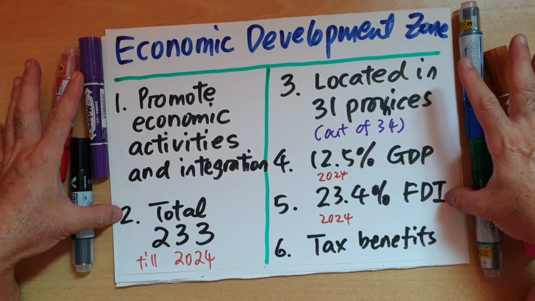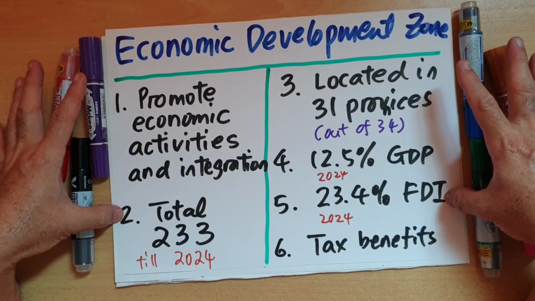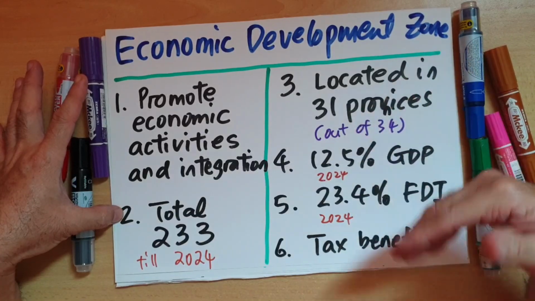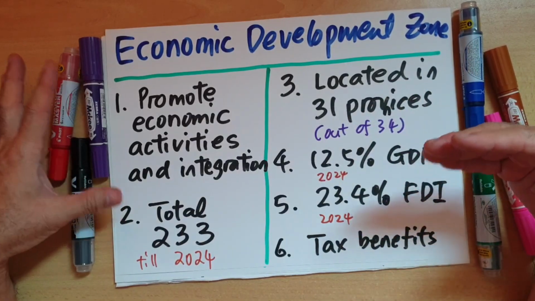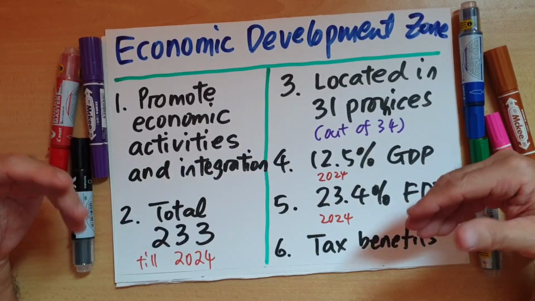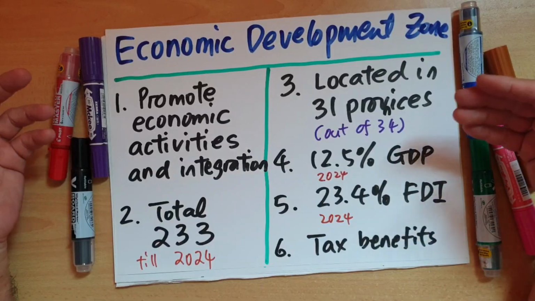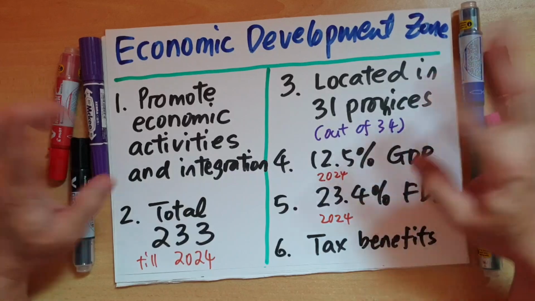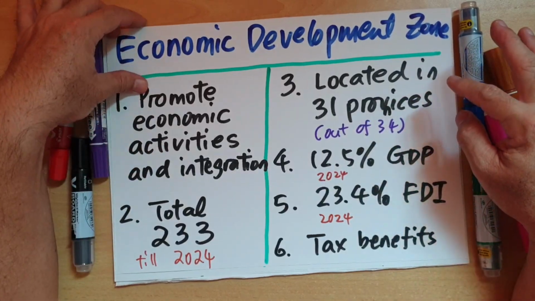And for FDI, they helped to bring in 23.4% of FDI in the year 2024. Of course, all this growth and these impressive figures are also made possible by the very good tax benefits that the government or the local provincial government provides to all the companies operating in these economic zones.